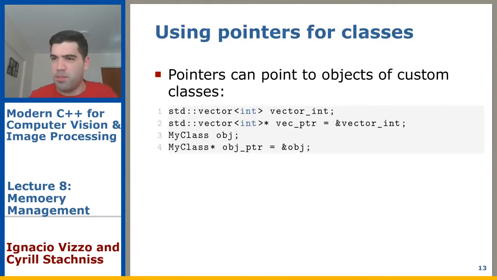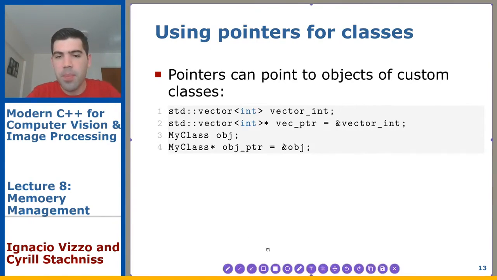Okay, so using pointers in the real world. This is where our lesson starts. Pointers can point to objects of any type in C++. In this case, for example, you have a vector and you want to point to this vector. If you're doing this, there's basically something else that is wrong, so you don't need to do this. There's no reason why you should be pointing to vectors.